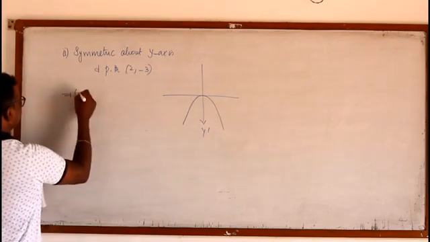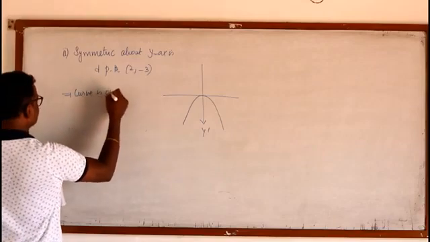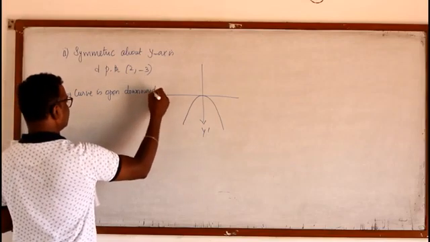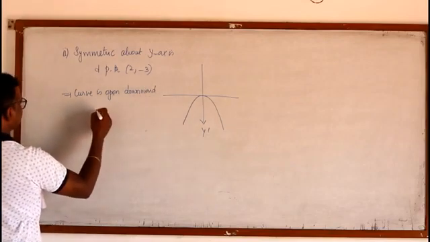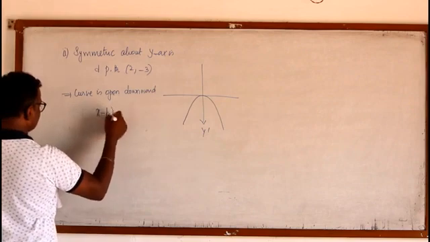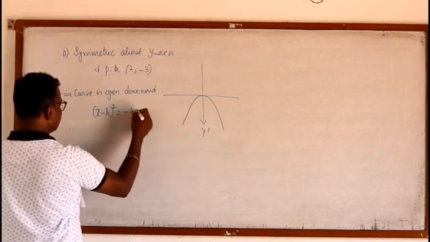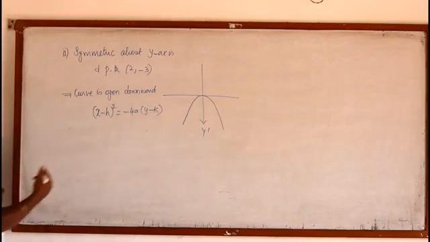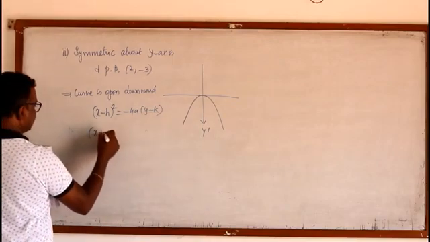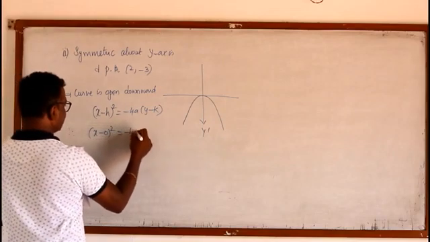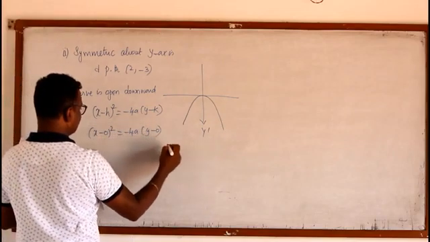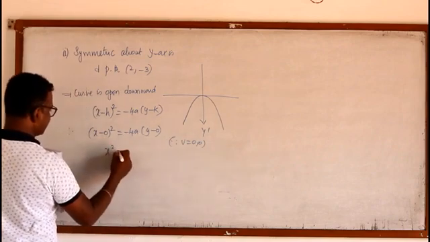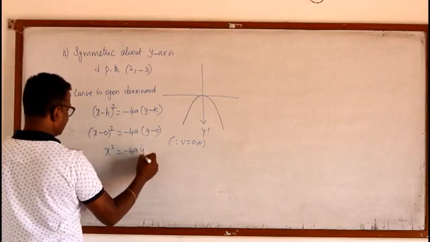Therefore, I can say the curve is open downward, isn't it? Open downward. Therefore, naturally the equation is (x - h)² = -4a(y - k). Here they didn't say anything about the vertex. Therefore, it is (x - 0)² = -4a(y - 0), since the vertex, if they didn't say, is (0, 0). So it is x² = -4ay.